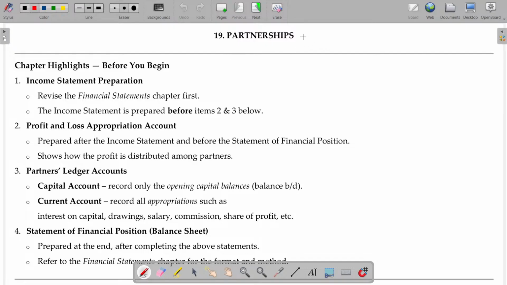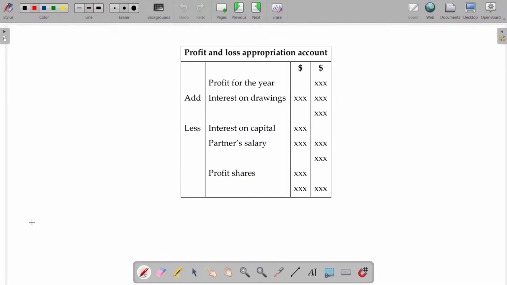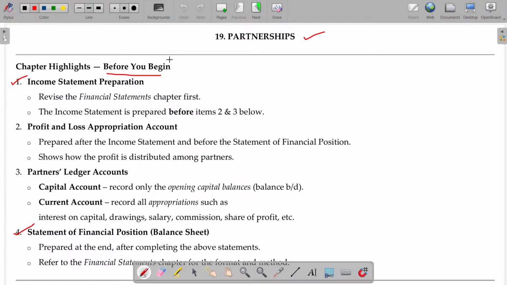In this class, we'll start with the partnerships chapter. Before we start, we have to understand this one: income statement preparation and statement of financial position. You have to be a master of these two. You might have studied these two in your financial statements chapter, the income statement as well as the financial position statement.